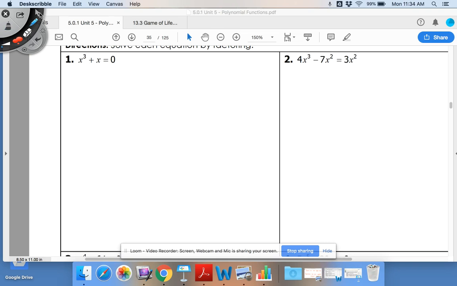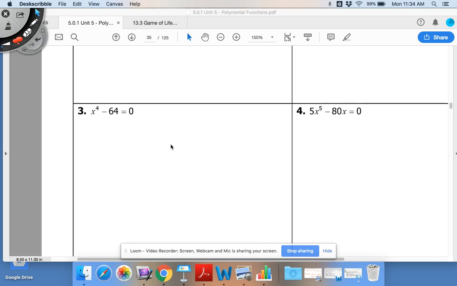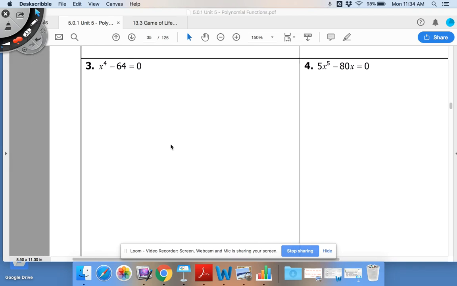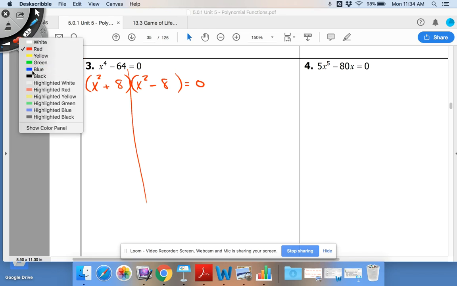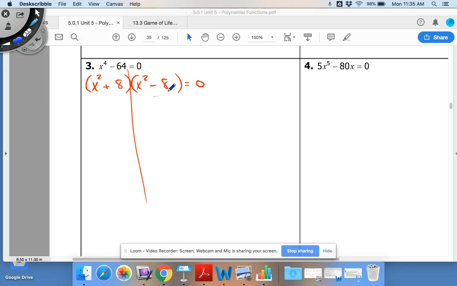Second one we're going to look at is number 3. So I quickly noticed that it is the difference of squares. So I'm going to factor that. Using the rules that we learned, it would be plus 8 and minus 8. And then I'm going to split because I cannot factor x squared minus 8 anymore because 8 is not a perfect square. So I would get x squared plus 8 equals 0 and x squared minus 8 equals 0.